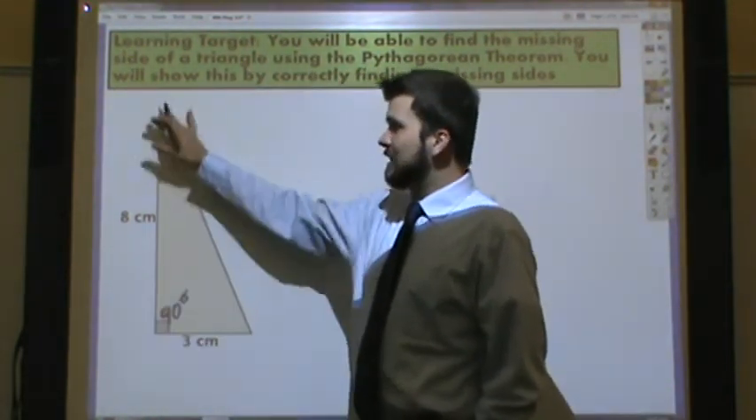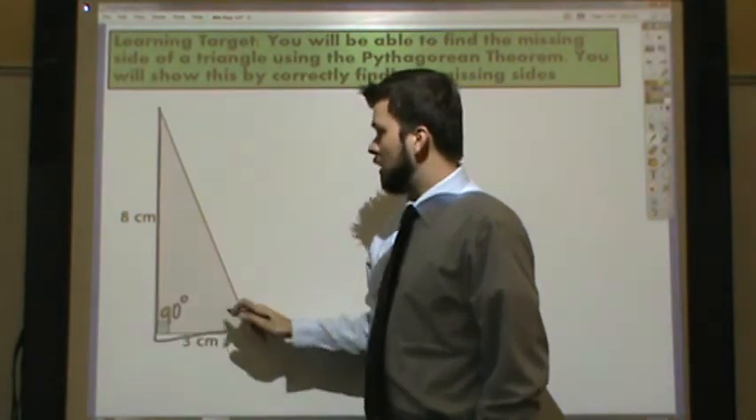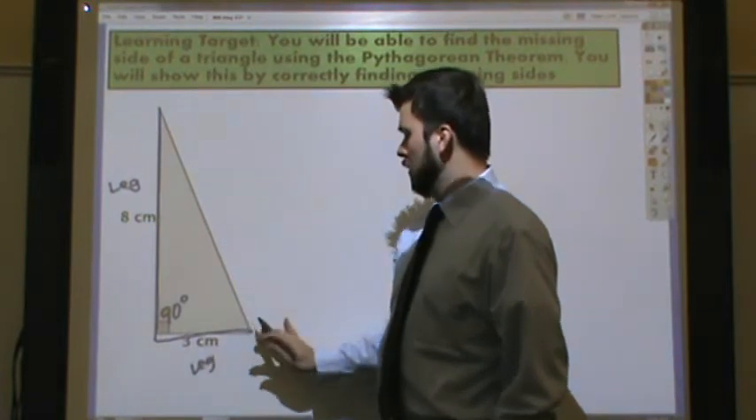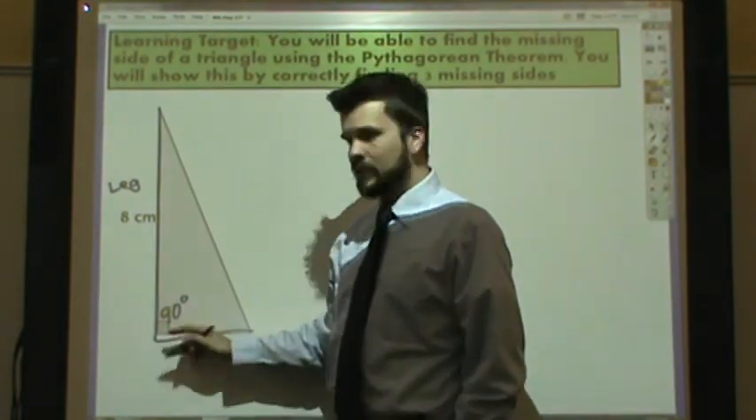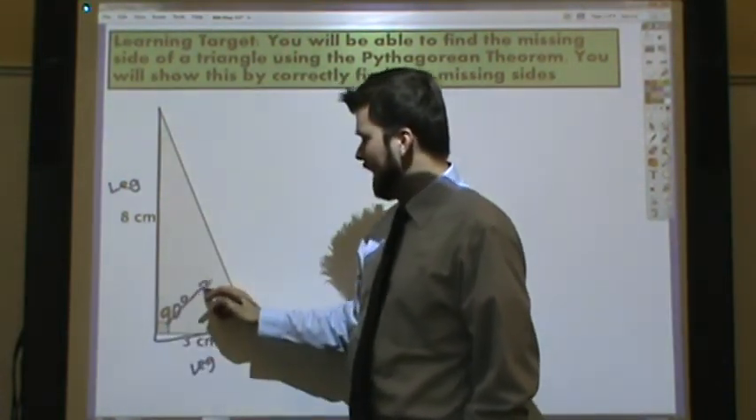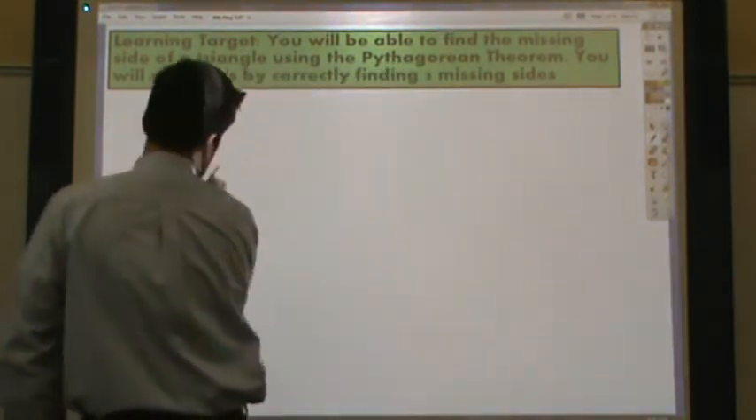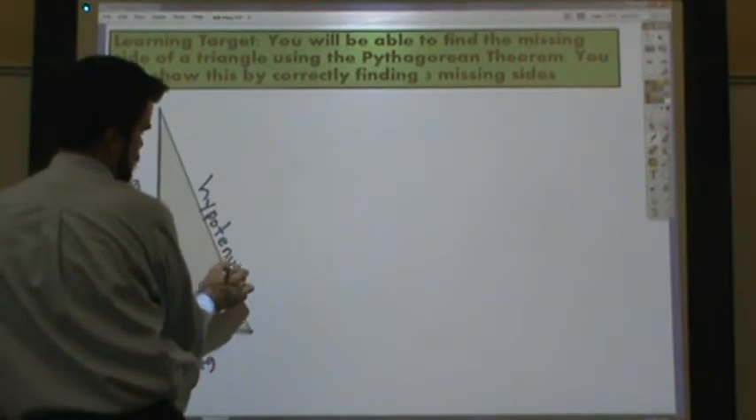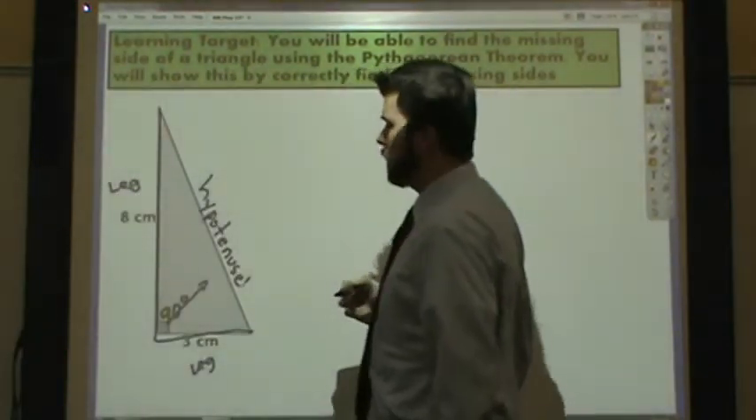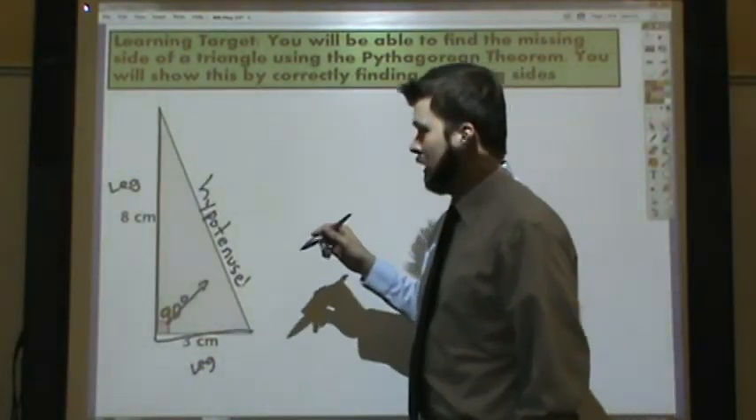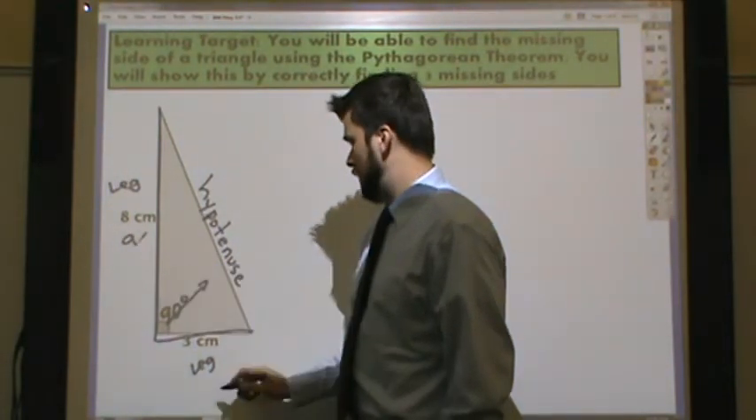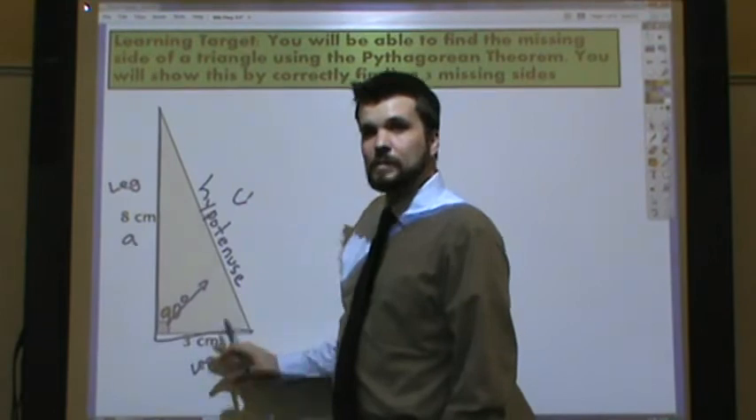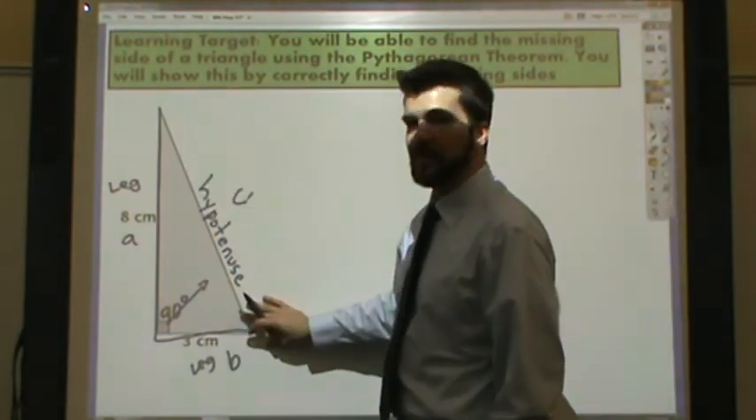The two sides that make the L shape are called the legs. And the longest side, across from the right angle, you can almost think like the right angle is pointing at it, is called the hypotenuse. The Pythagorean Theorem relates these sides together, and we use the letters A, B, and C. A and B are interchangeable for the legs, but C has to be the hypotenuse, the longest side.